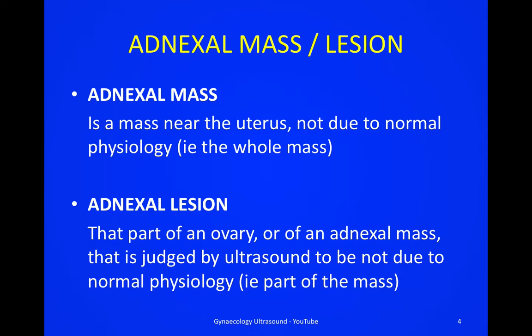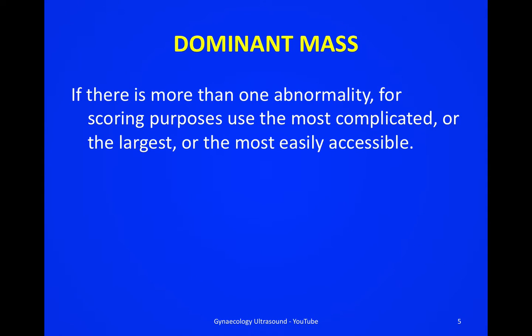An adnexal mass is a mass near the uterus not due to normal physiology. An adnexal lesion is that part of an ovary or adnexal mass that is not due to normal physiology. If there is more than one abnormality, for scoring purposes use the most complicated or the largest or the most easily accessible.